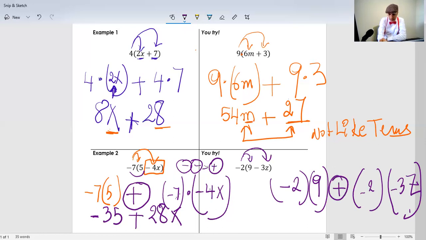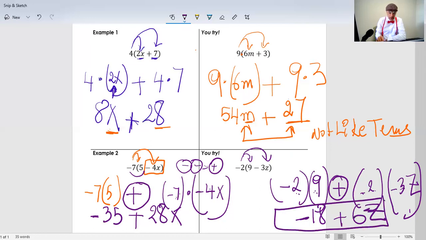So a negative times a positive, when you multiply a different sign, is a negative. 2 times 9 is 18. And a negative times a negative is a positive, which I have here already. A negative times a negative. Negative 2 times negative 3 is positive 6. And you keep the z. Okay? All right, so that's the distributive property.